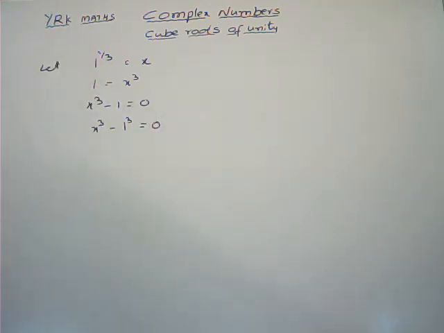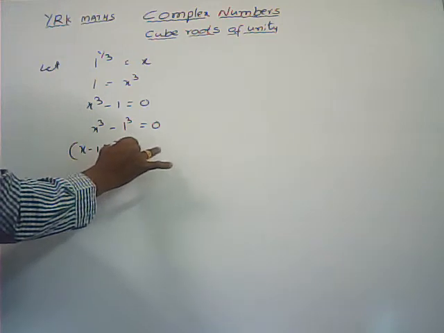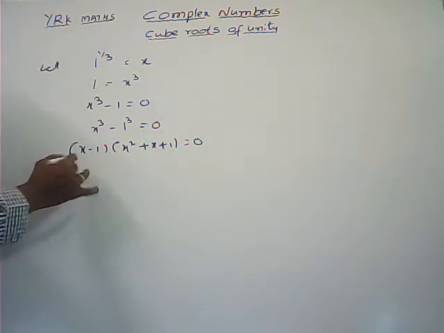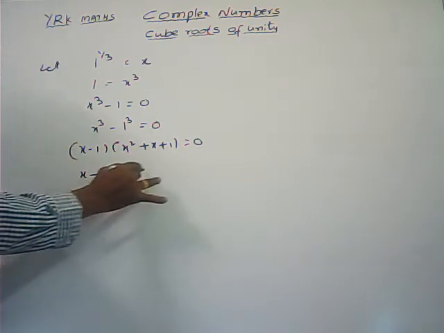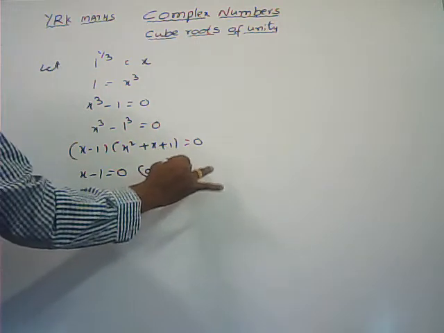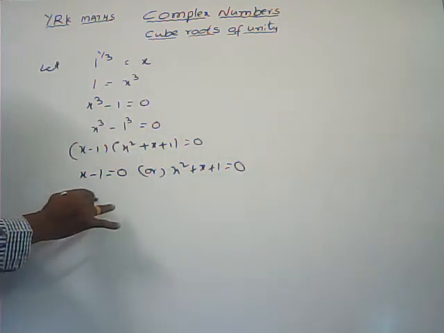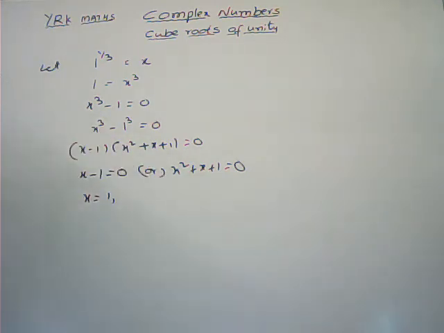Here that is in the form of a cube minus b cube. What is the a cube minus b cube formula? It is (a minus b) into (a square plus ab plus b square). The product of these two terms equals 0. Either x minus 1 equals 0 or x square plus x plus 1 equals 0. Here x is equal to 1, and here we can't factorize that one. Why? Because the nature of the roots, b square minus 4ac, is less than 0.